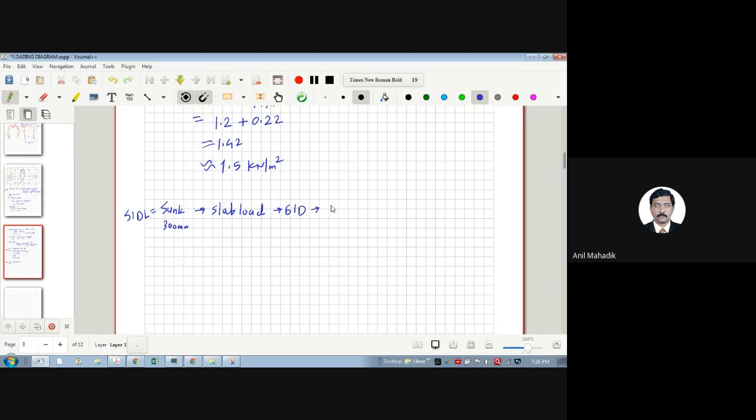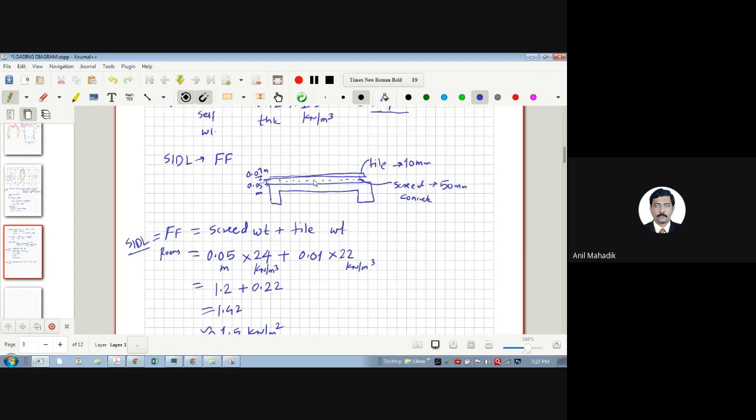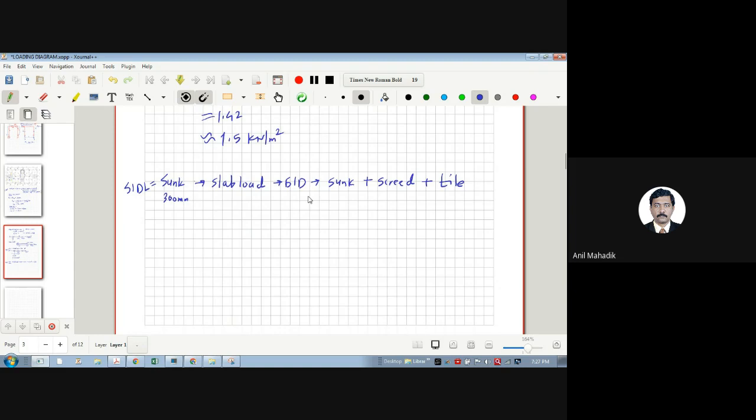So how much will it come? There will be the sunk load. In toilet we have a sunk, so sunk load plus there will be screed below the tile, and plus there will be tile. So definitely there are tiles in the toilets also. Apart from this there will be sunk. So I will just draw the sketch. Many times we can see the sunks like this.